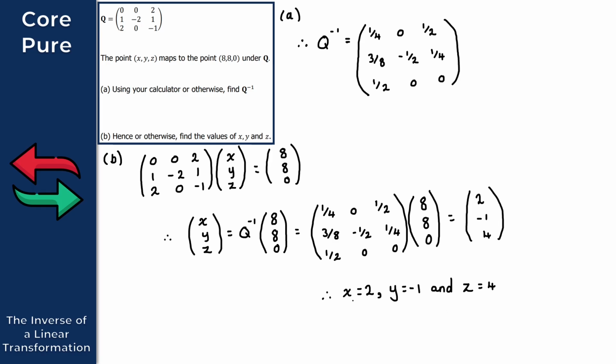Okay, and there we have it. So that gives us the solution to part B, and that gives us the solution to the very last question, question 2, and that brings us to the end of this video on the inverse of a linear transformation.